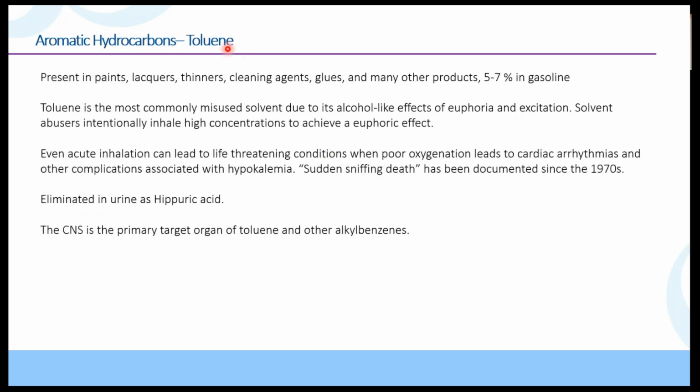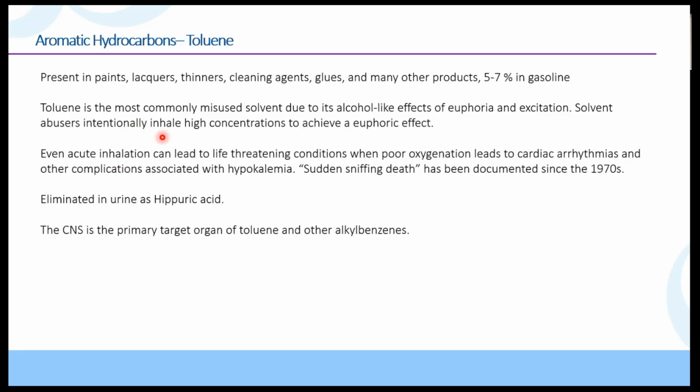Then taking toluene as the next example of aromatic hydrocarbons. So toluene is present in paints, lacquers. So lacquers are generally used over the furniture to give them a shining. Thinners, cleaning agents, glues, and many other products. In gasoline also it is present at 5 to 7% level. Toluene is the most commonly misused solvent due to its alcohol-like effects of euphoria and excitation.